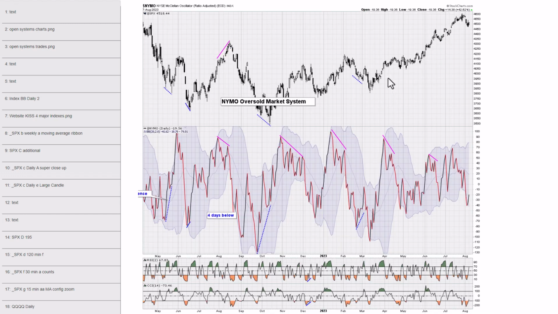Next, chart 38, here's XL, the NIMO with the Bollinger Bands. As of Friday, we had closed below the lower Bollinger Bands 2 consecutive days. So not surprising that we had a bounce today.